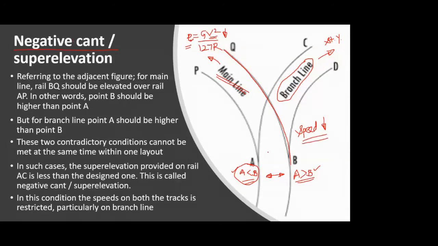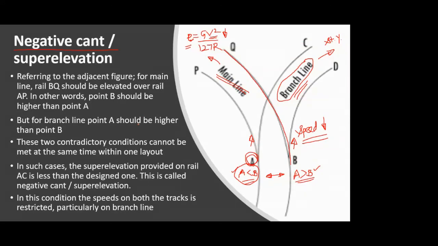So this negative superelevation is nothing but when we provide this, that rail BQ is at a higher level than rail AP, so that becomes a negative superelevation for this branch line. The superelevation will be positive for the main line, but for the branch line it will be negative, because on the branch line we want rail A to be at a higher elevation, but we are providing rail B at a higher elevation. So this will be at a higher elevation, this will be lower, so that will be a negative superelevation for your branch line.